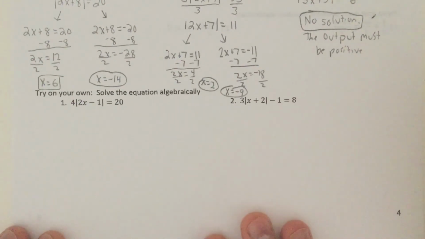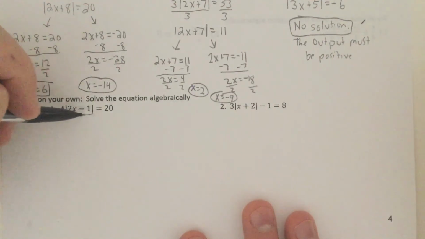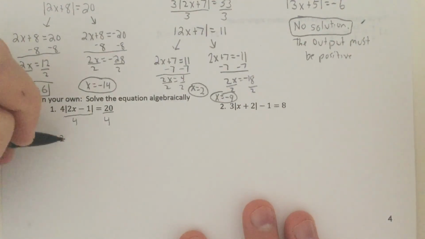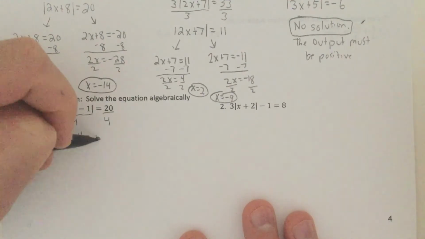All right, welcome back. Hopefully you had time to work. For number 1, there's isolating that absolute value first. There's no addition subtraction for me to undo, but there is a 4 that's being multiplied. So I'm going to undo that first by dividing by 4. That gives me the absolute value of 2x minus 1 equals 5.